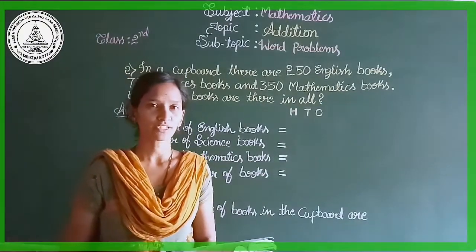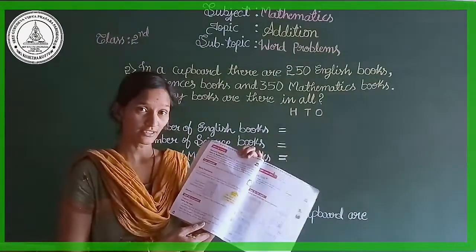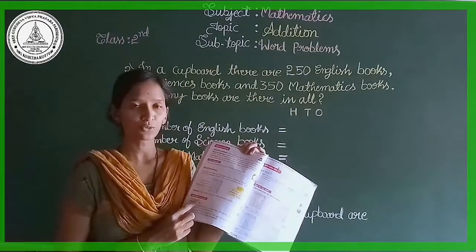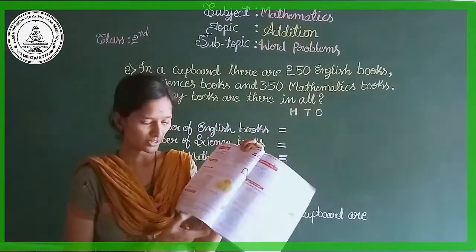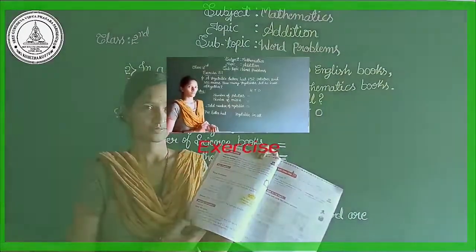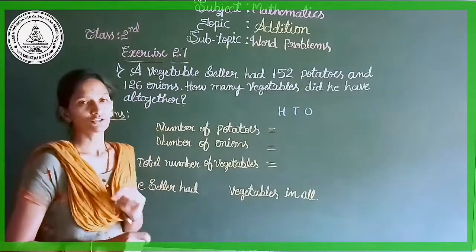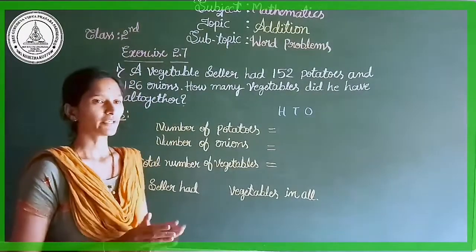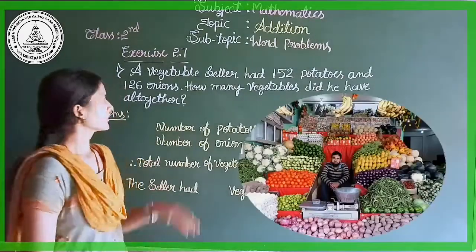So now come to our textbook activities. It is on page number 100, exercise number 2.7. All of you open your textbook. Open page number 100. So see here, this is exercise number 2.7. I am reading the first problem. All of you listen carefully.